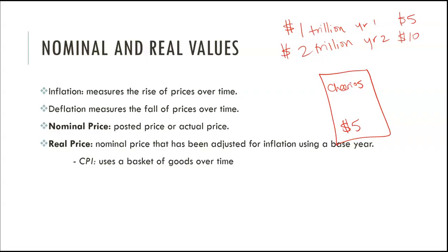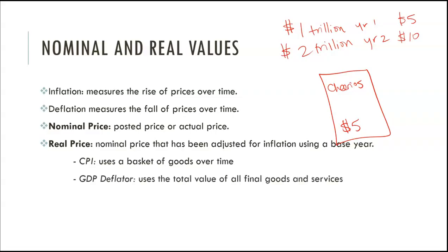Sometimes we can do this looking at a price index. So consumer price index, or the CPI, looks at a basket of goods over time. The quantity and quality is generally staying the same over time. The only thing that's changing is the price. And so we can use this CPI as a way of trying to measure overall inflation in the economy.